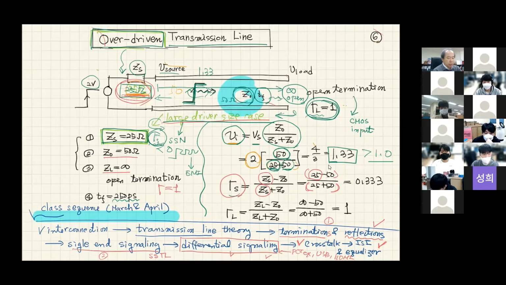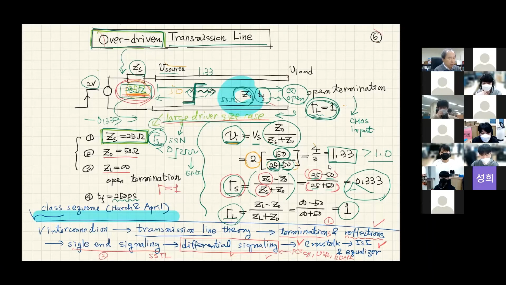And then let's calculate the source reflection coefficient. That is controlled by the reflection coefficient equation. Source impedance is 25 ohm and transmission line is 50 ohm. That means 33% of the wave will be reflected, minus 0.333. And of course, the load reflection coefficient is 1. By having this incident voltage wave, the source reflection coefficient and the load reflection coefficient with the flight time, we can draw the voltage waveforms at the source and load.